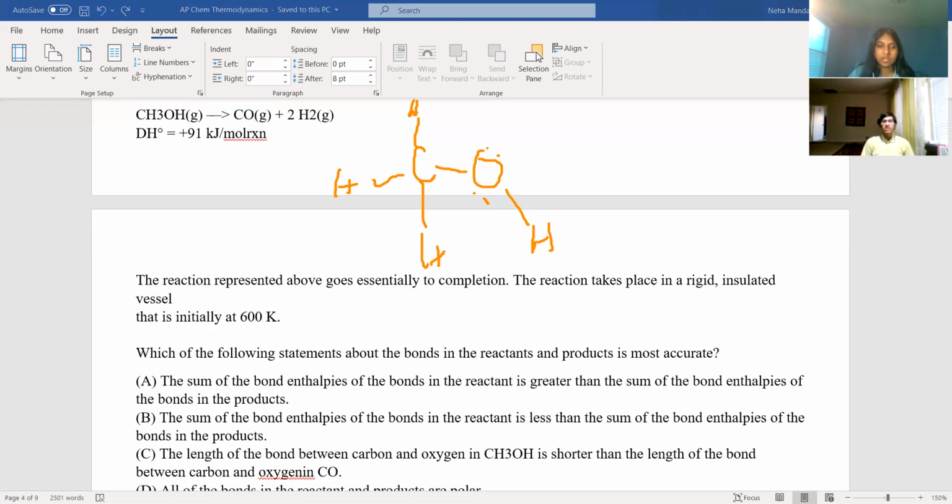Let me check. Using delta H, I think B. Oh no, it says it's A. The sum of the enthalpies of the bonds in the reactant is greater than the sum of the bond enthalpies of the bonds in the products. But that doesn't make sense to me. I don't know.